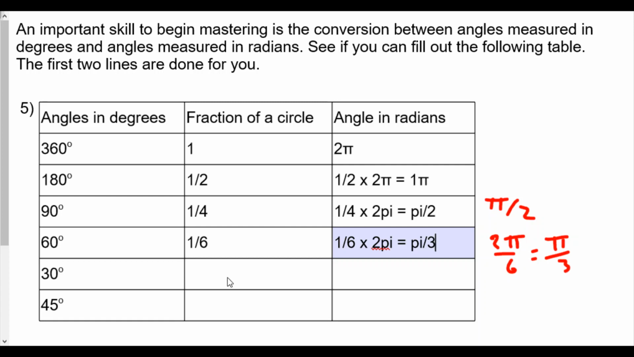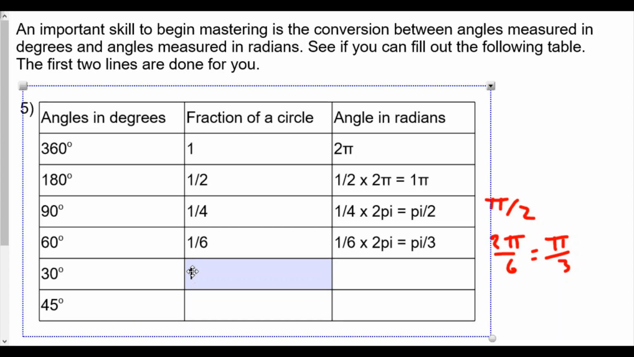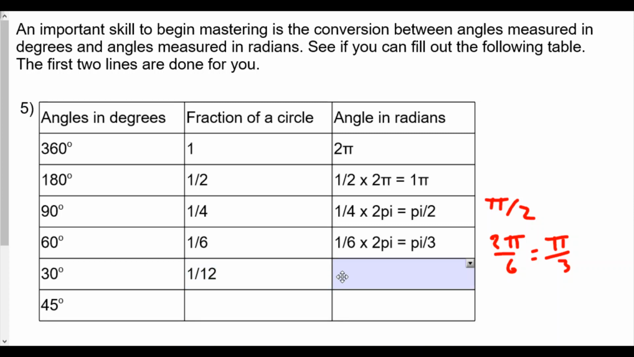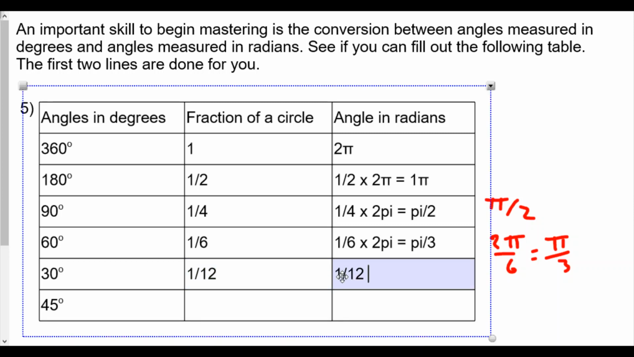Our 30 degrees is half of 1/6, because we saw that 60 is 1/6, so half of that is 1/12. Or you can just divide 360 by 30 and get 12, therefore it's 1/12 of the whole circle. So we take 1/12 and multiply that by 2 pi, and we get 2 pi over 12, or pi divided by 6.